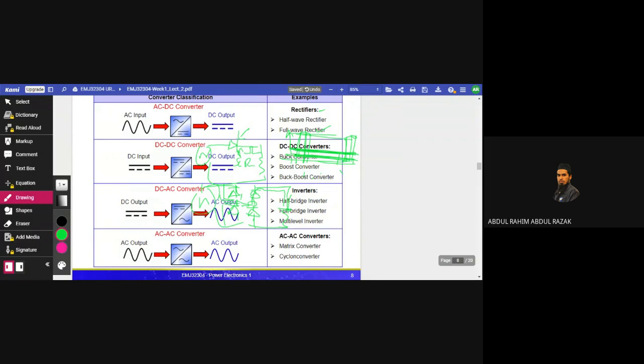To provide that kind of converter, we use the buck converter topology, the boost converter topology, or the buck-boost converter topology. The buck converter is for reduction of voltage. Boost is for increasing the voltage compared to the input. Buck-boost is able to both step up and step down the voltage.